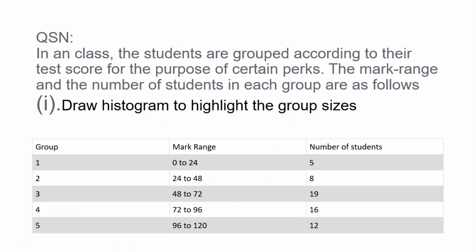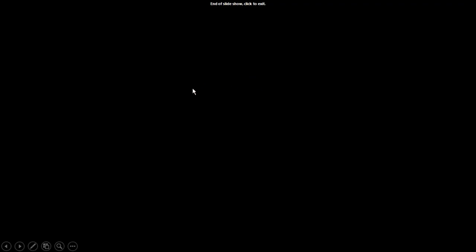So here we have a question. In a class, the students are grouped according to their test score for the purpose of setting pick. The mark range and the number of students in each group are as follows. Draw a histogram to highlight the group size. So we want to highlight the group size using the group and the number of students. So here I've just put a rough sketch of how it is going to look. But here also we will need some values of the y-axis, and the way we're going to do it, we're just going to write the values here.